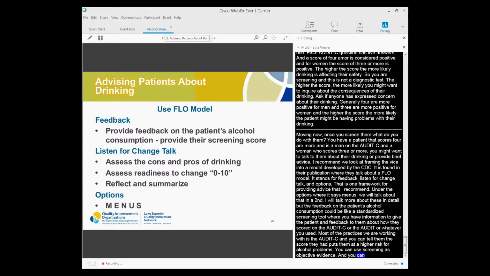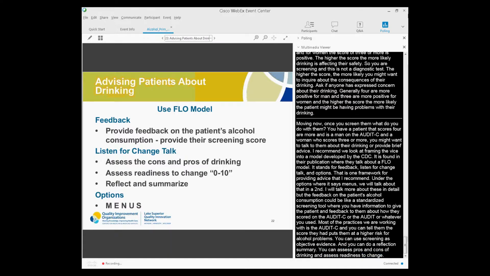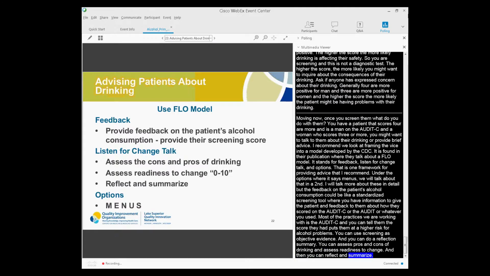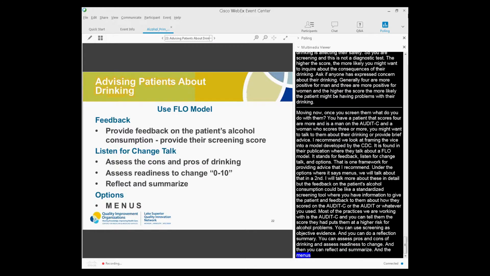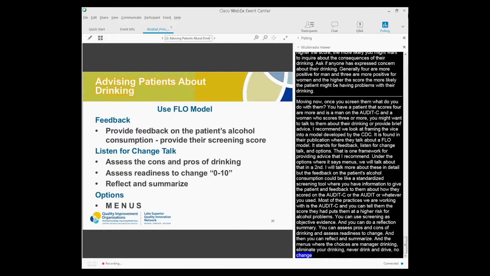You can assess the pros and cons of drinking, assess readiness to change, reflect and summarize, and then finally the menu, which means the options would be you follow a menu, which would be the choices being manage your drinking, eliminate your drinking, never drink and drive, no change, and then seek help, okay? So those are some of the options that physicians have in kind of working with patients.